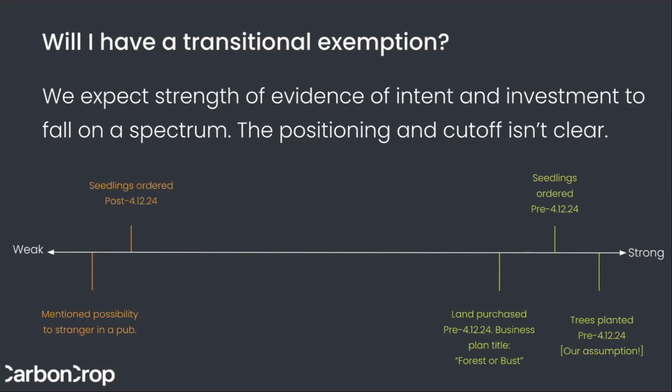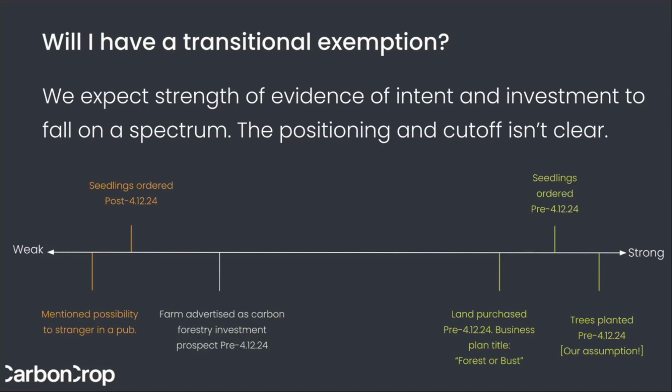And I would say that at the other end of the spectrum, if you've got a seedling order and your seedling order is dated after the 4th of December 2024, and that's the only evidence that you have, it's sort of the opposite of this one here, and I would expect that to be reviewed pretty dimly. All of this stuff in the middle, do not take the positioning as any indication of our view on the perceived strength of that evidence. It's just an example of some things which are in this grey area.